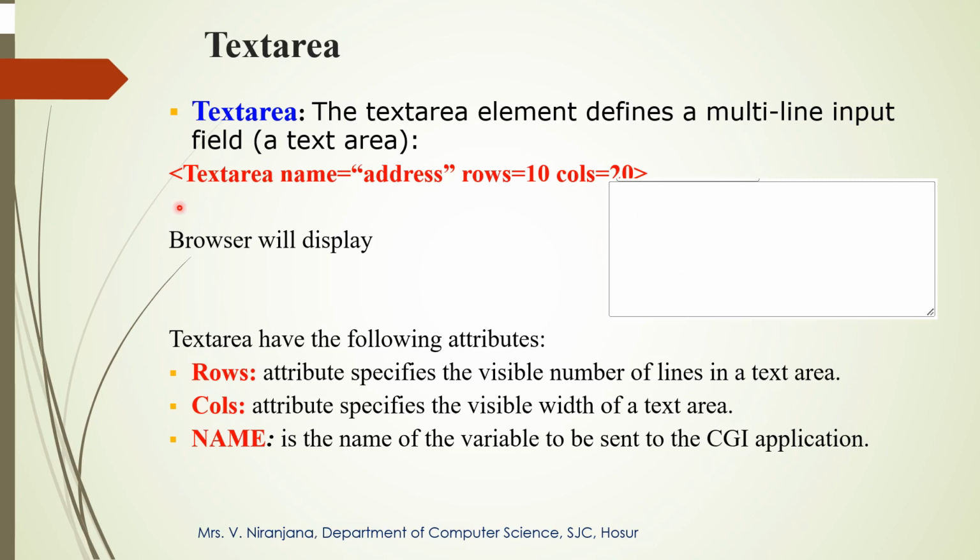So the element given here is textarea. This is the tag name. You can give a name for the text area, and you have to specify the number of rows and columns. So you can see the number of rows and columns here. This is how the text area will appear. You can type in the address or feedback or anything like that using the text area.